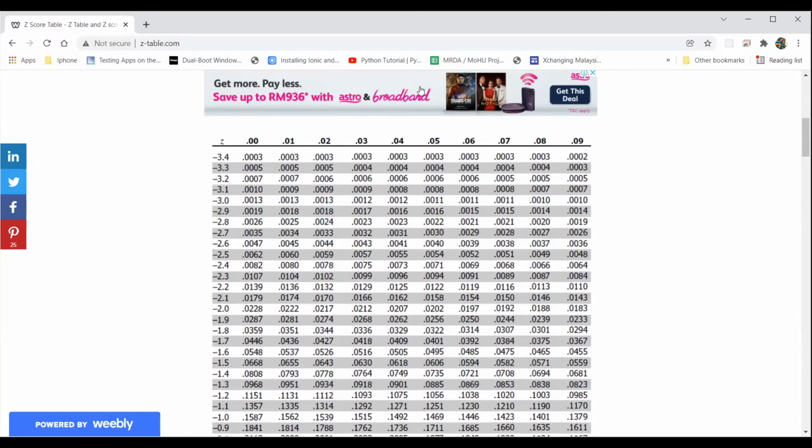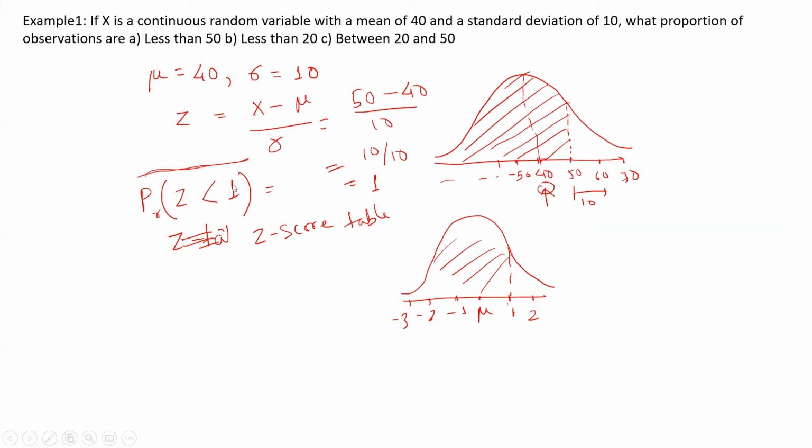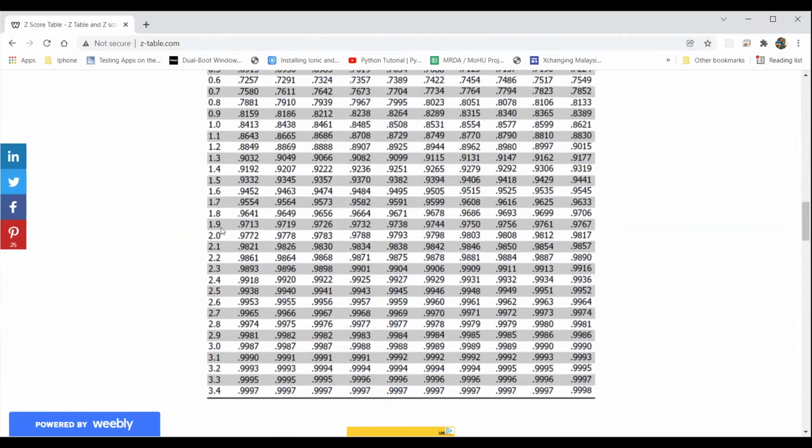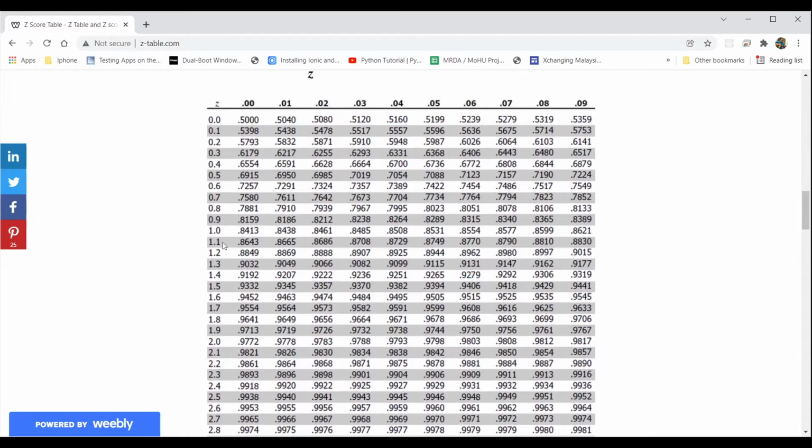Okay, so in our example, we have to find an area which is less than 1. So we need to find the value for Z equal to 1. If we go here, 1 is probably this one. So this is 1, and since there is no further decimal, we will consider this. 0.8413 is the proportion of the area that will be under that particular curve.